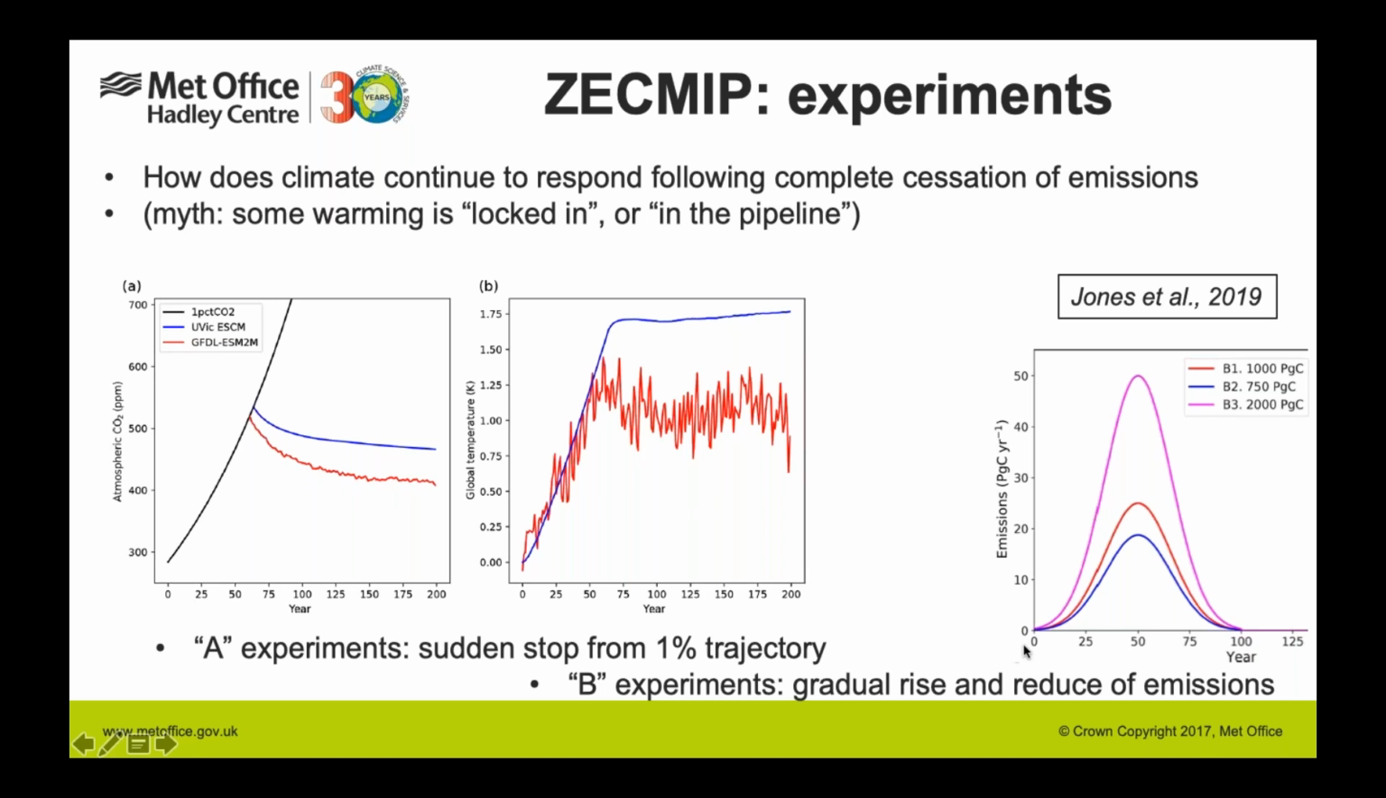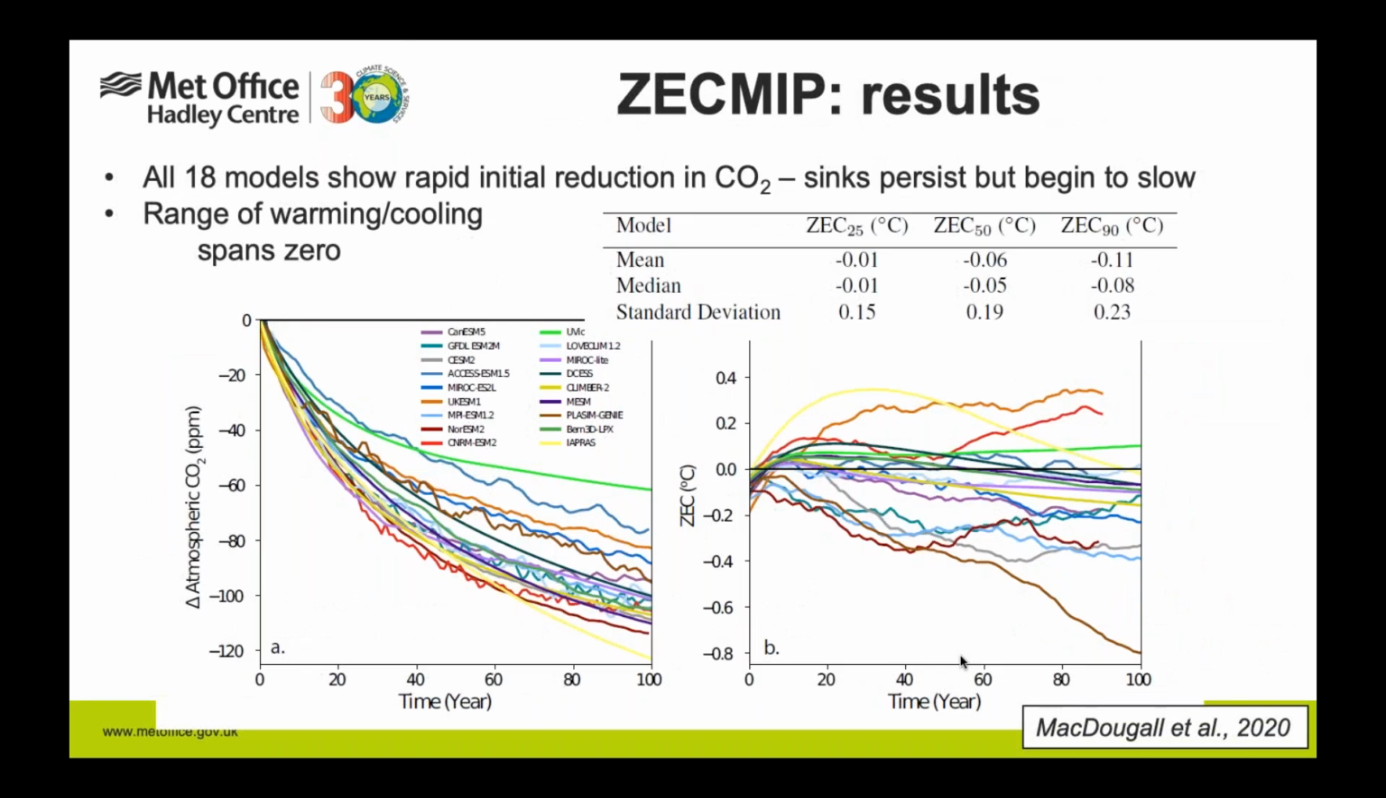And then we have a B set, where the emissions gradually increase and reduce again, but emit the same amount as the A set. So we're looking to explore both the state and the rate dependence. And what we find, particularly from the sudden cessation, all 18 models, not surprisingly, see a rapid initial reduction of CO2. So the natural carbon sinks persist and the CO2 in the atmosphere decreases. So from the moment you stop emitting, your CO2 starts to reduce.